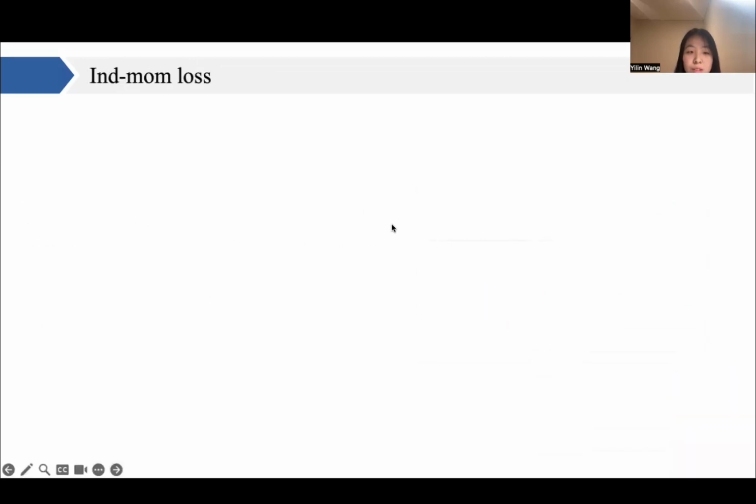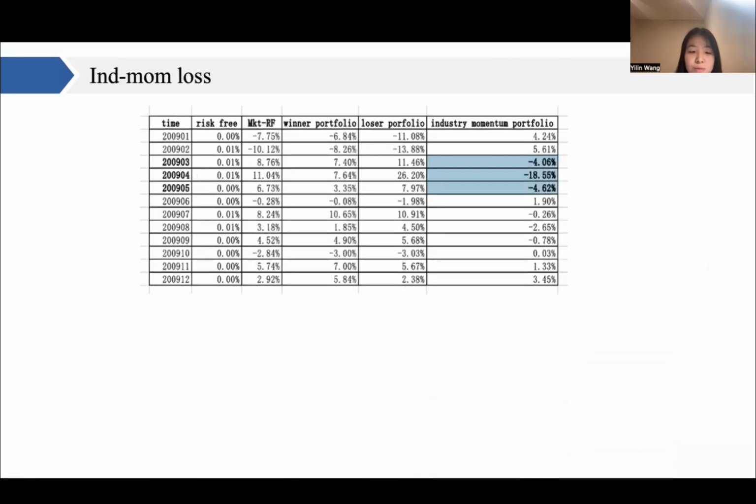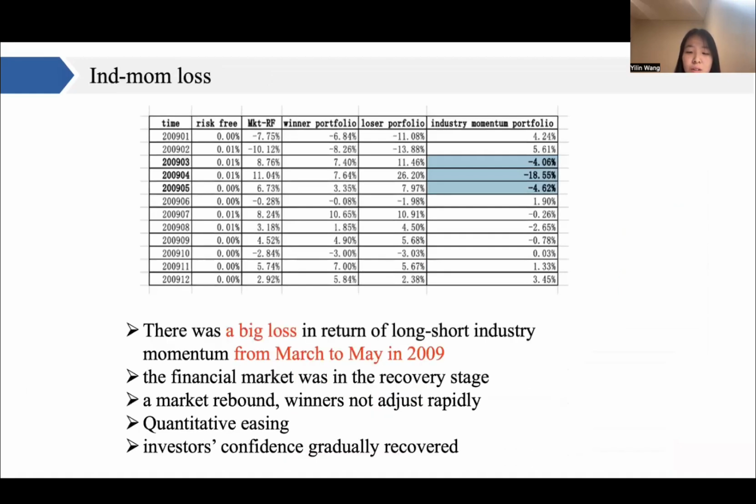Then we will talk about the loss in industry momentum. We found that there was a big loss from March to May in 2009. After the great financial crisis in 2008, the financial market was in the recovery stage. The market excess return performed well, but why did the portfolio perform terribly?